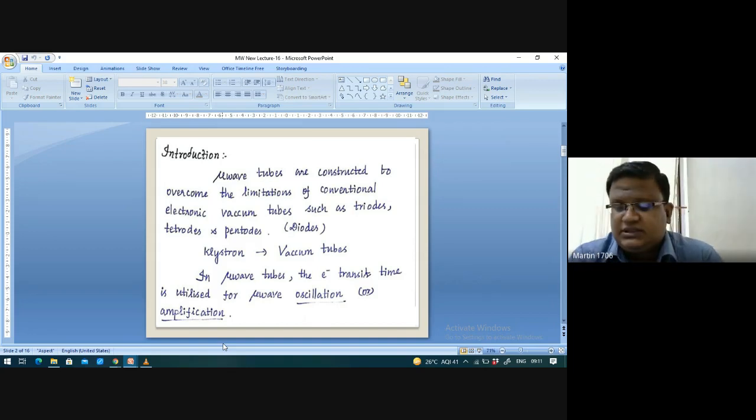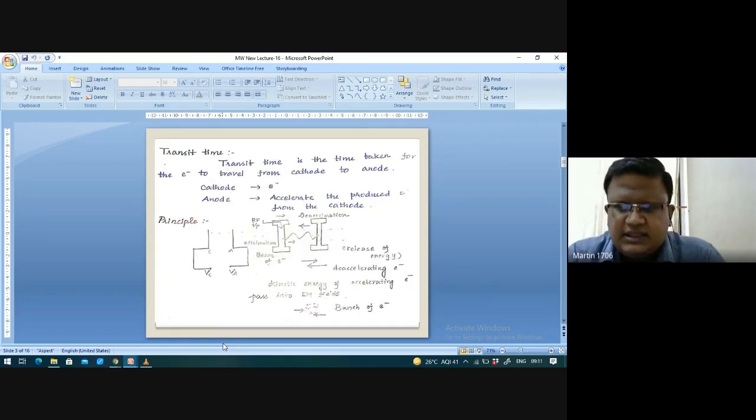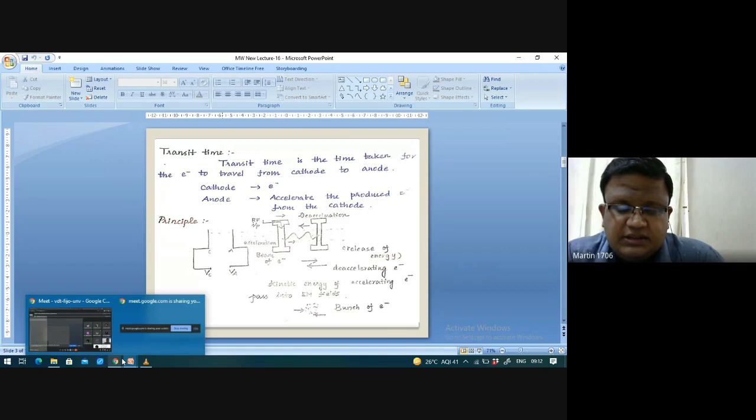So this introduction we studied in the last class. This is the schematic diagram of the two cavity klystron. Please see, two eye symbols are there, and separately you can see the terminals of potentials. How acceleration and deceleration take place, I told in the last class with the help of this video.